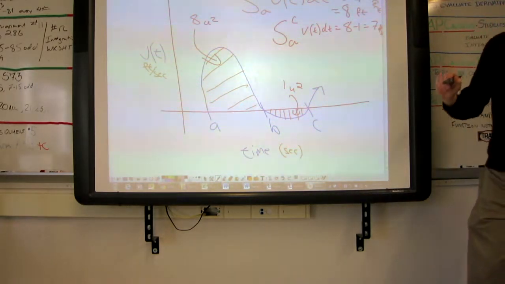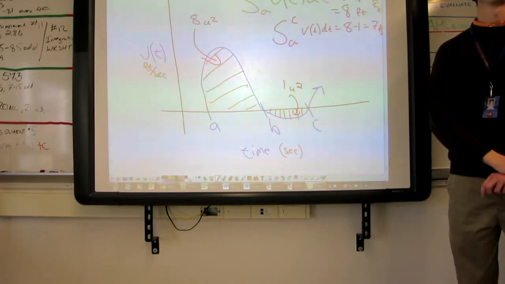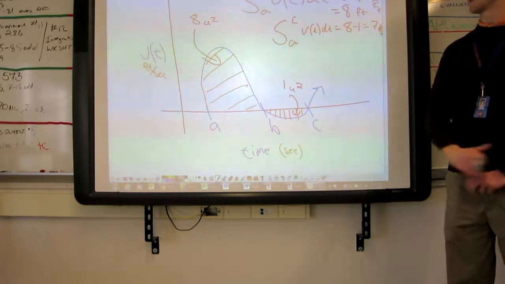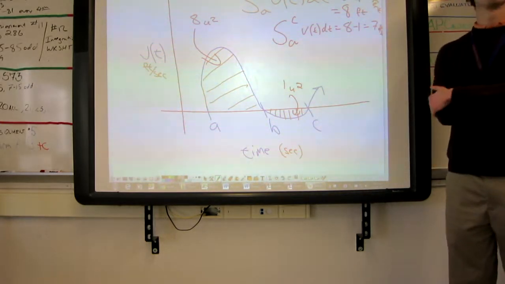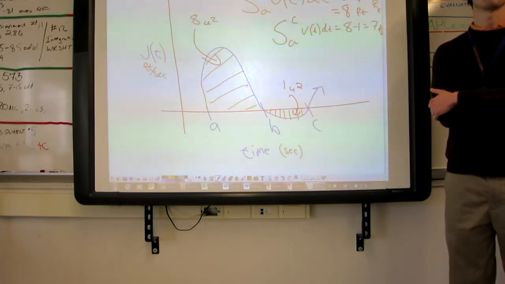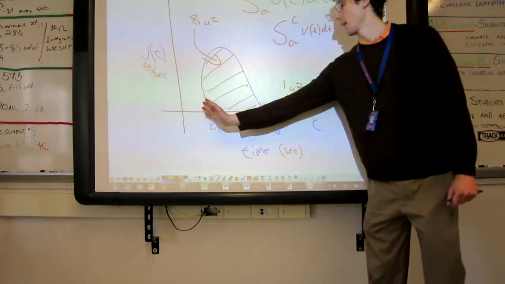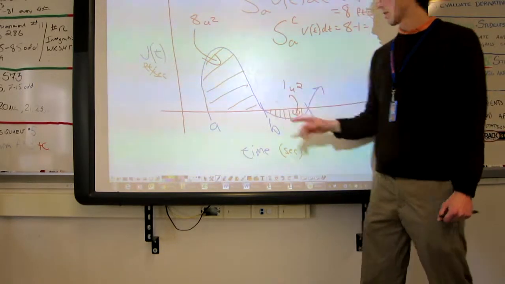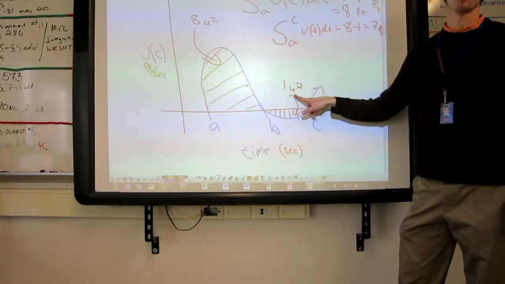Now, why don't you do a B to C? If I did B to C, that would be -1, because I went backwards one foot. So the area under the curve from A to B is 8. The area under the curve from B to C, I'm saying, is 1, okay?